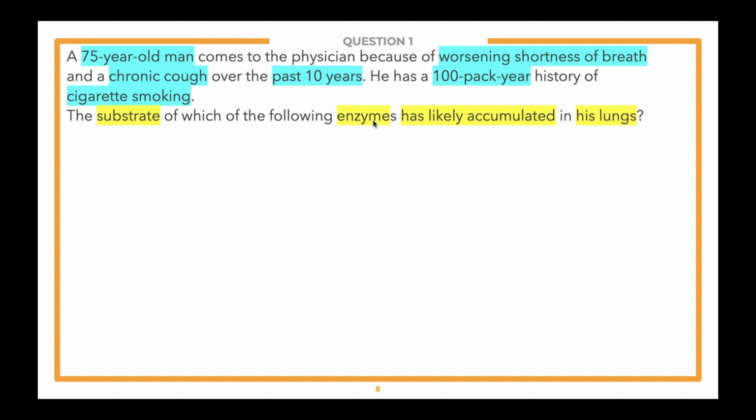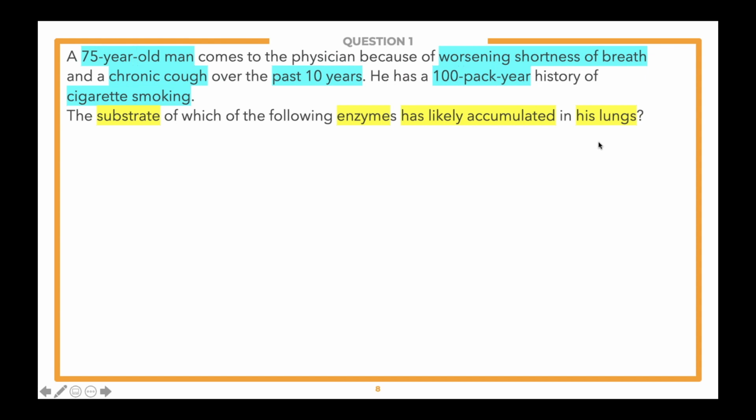Then you can see this is a much shorter question, talking about pack history and smoking. But we kind of already knew that this was more of a biochemical question as we read that lead-in. They were asking us about a substrate of an enzyme that has likely accumulated in the lungs of this patient, okay? So I think we've got a couple steps here. I think we've got to figure out what's going on with this patient. Step number 1.